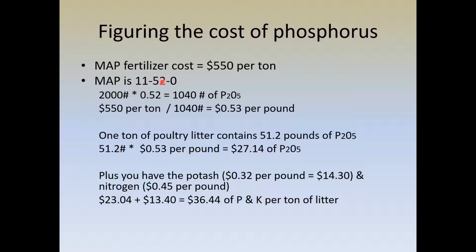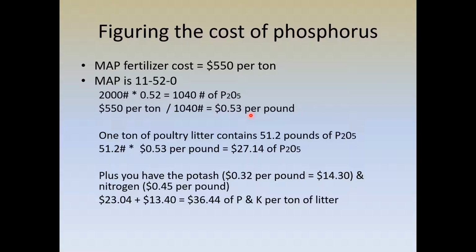So 52% of that ton of MAP that you're buying is actually P2O5. So 2,000 pounds times 52% means you bought 1,040 pounds of P2O5 when you went to the elevator and bought that. If you divide that by the price and the weight, you get 53 cents per pound. So that's what phosphorus is going for for a commercial person.